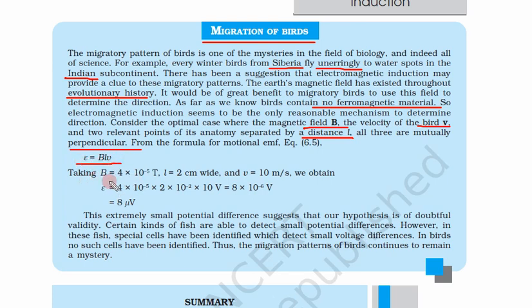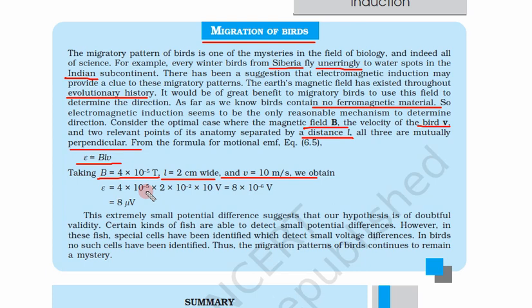So taking B is equal to 4 into 10 to power minus 5 Tesla, that means Earth's magnetic field average value. L is equal to 2 centimeter, that means 2 points on the bird's head around 2 centimeter apart, and velocity of flying is 10 meter per second, that means the bird flies around 35 or 36 kilometer per hour. Let us put all these values.